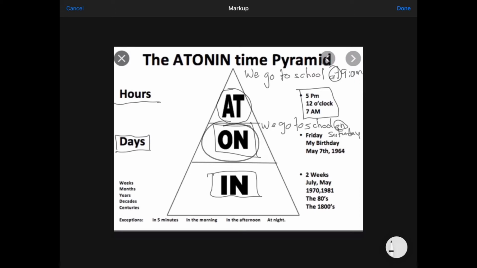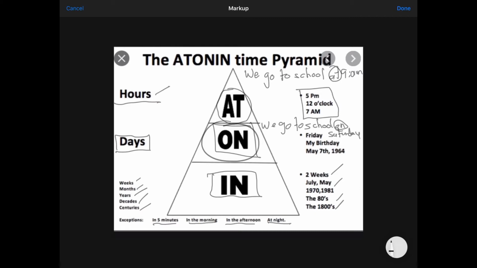In is used for many other things. It is used for weeks, months, years, decades, centuries. Two weeks, July. You can see here, but it has some exceptions. We say in 5 minutes, in the morning, in the afternoon, and at night. Okay? So these are the three prepositions of time that we are going to work on today.